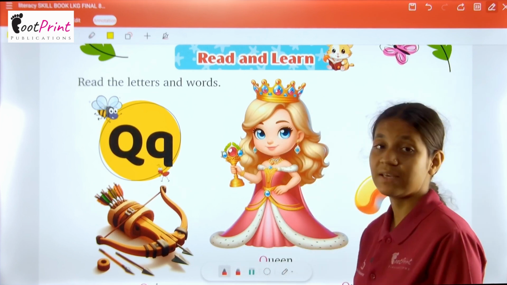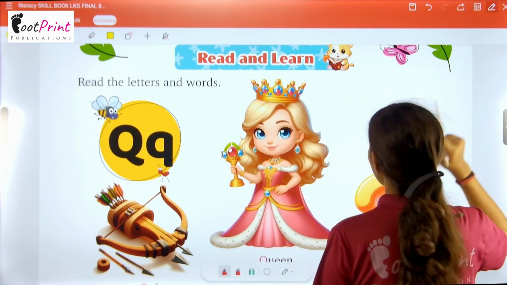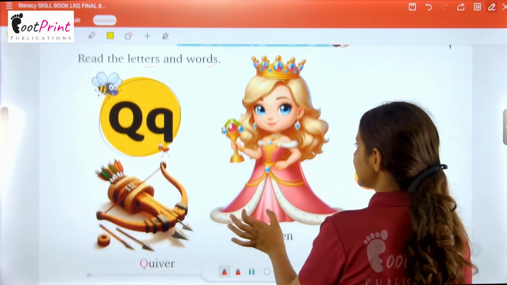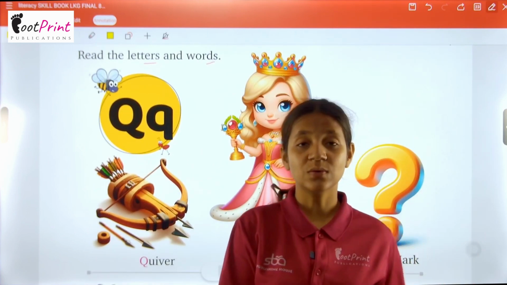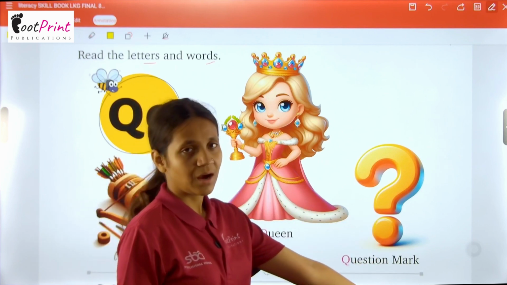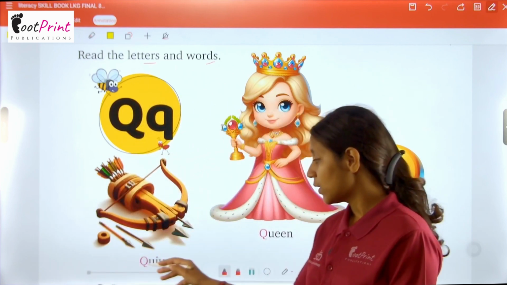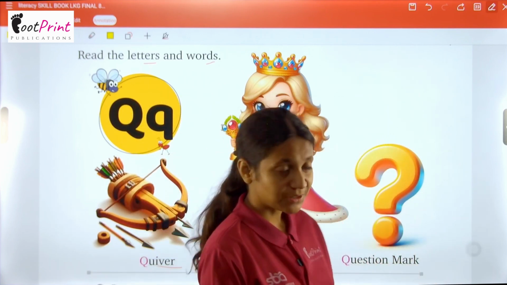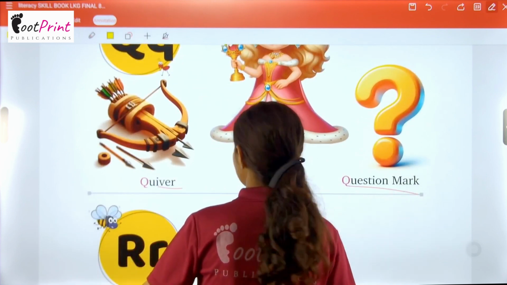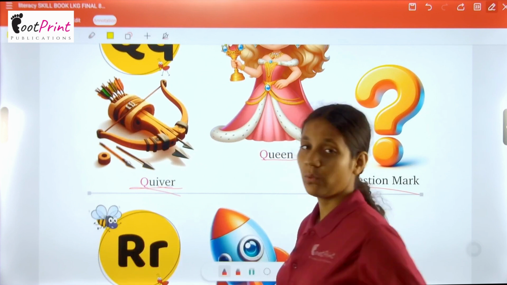Here we can see we have read and learn activity. Read the letters and words. First is Q. Q says queen. Q says question mark. Q says quiver. Repeat after me. Q says queen, Q says question mark and Q says quiver.